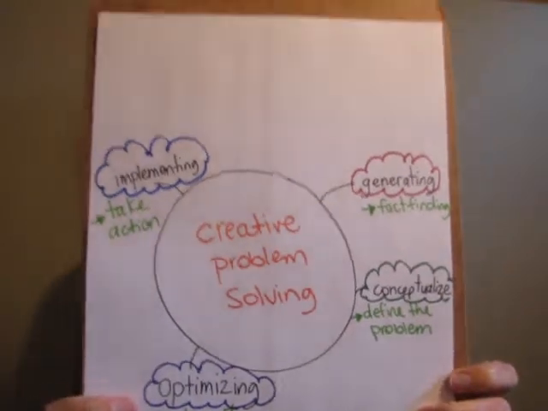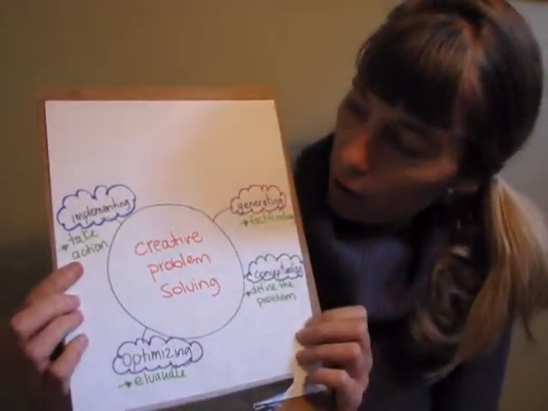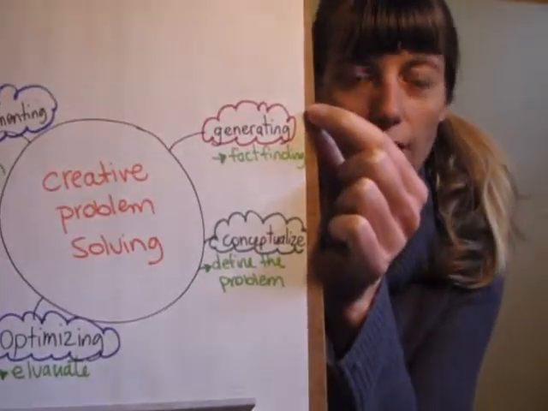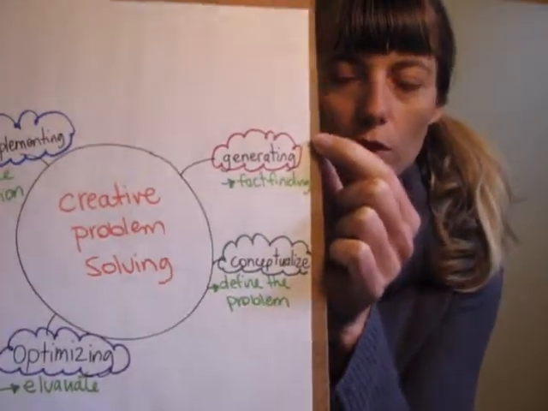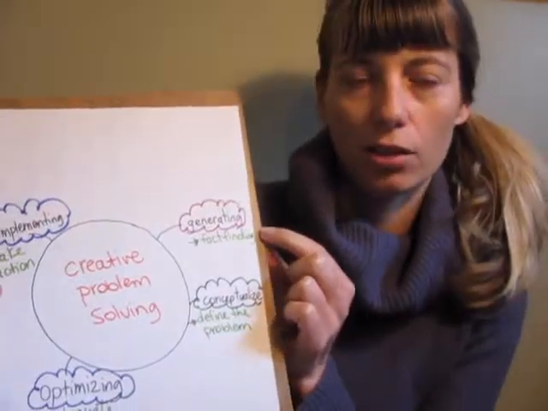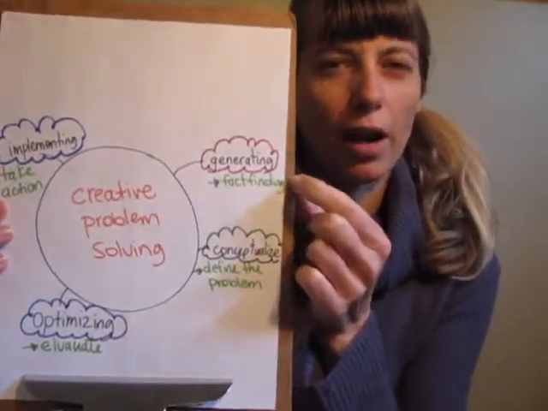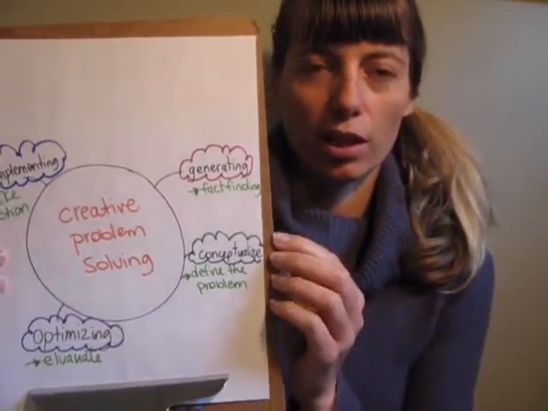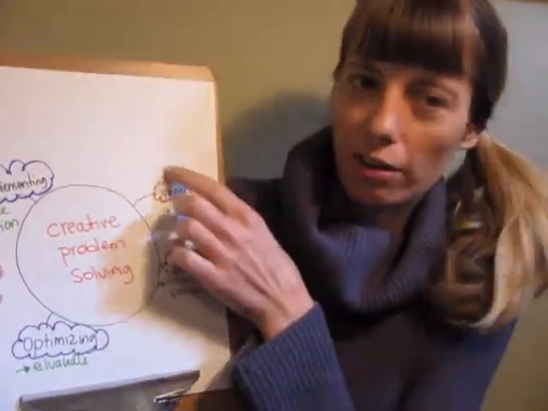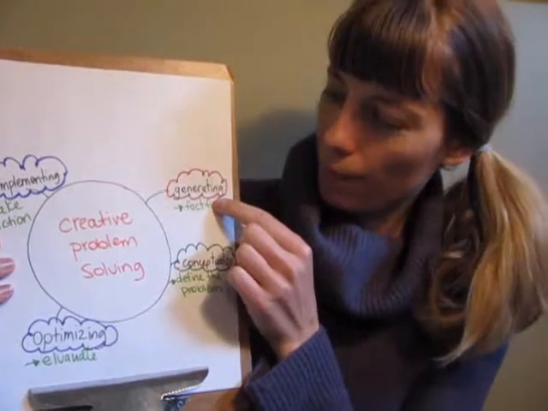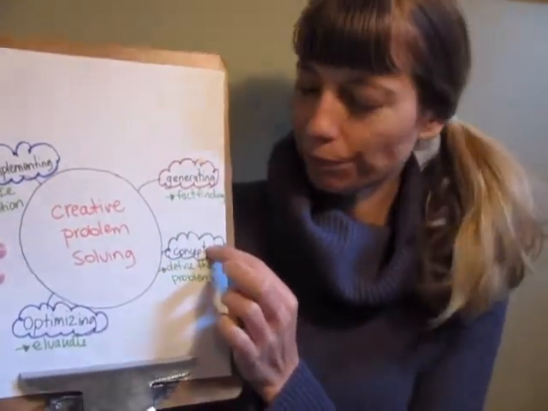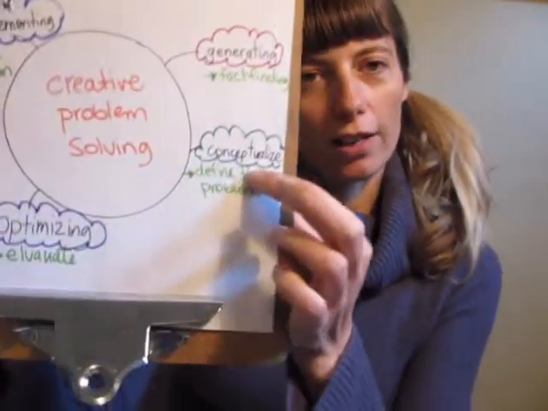It starts with the first step, which is generating. The idea here is that you generate and do fact-finding. So this might be like your brainstorming session, where you're trying to generate as much information as you can. Then you move into conceptualize. This is when you want to define the problem.